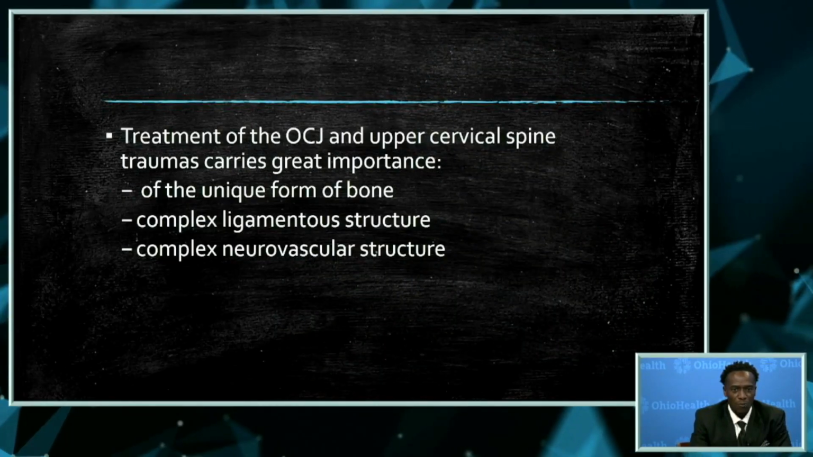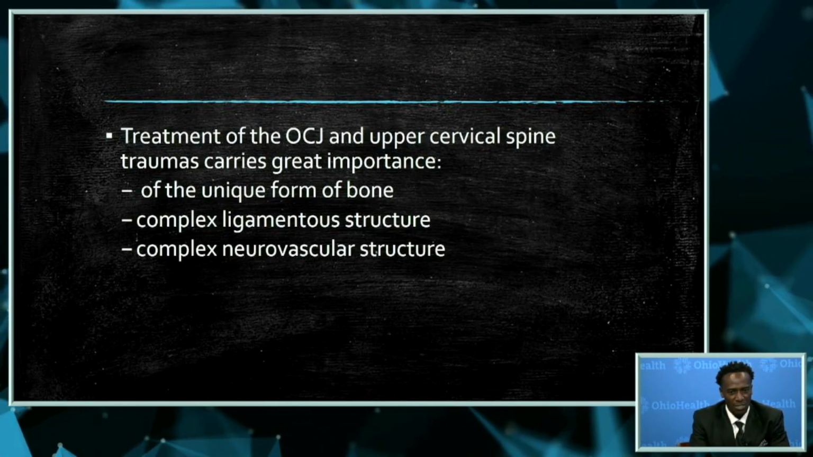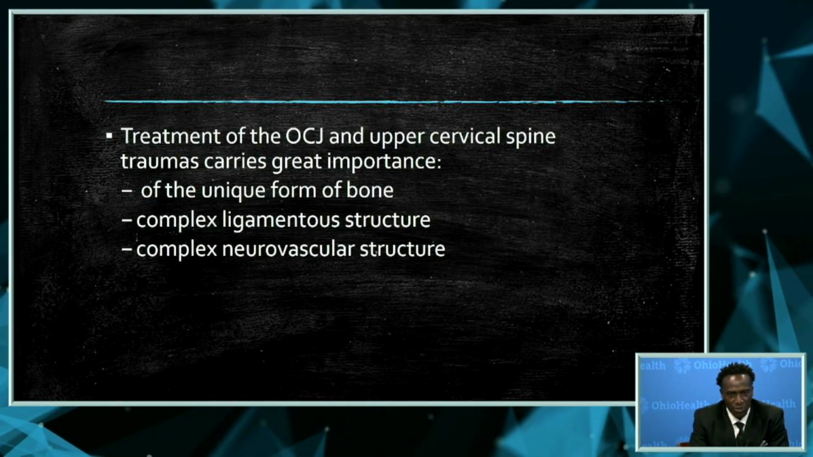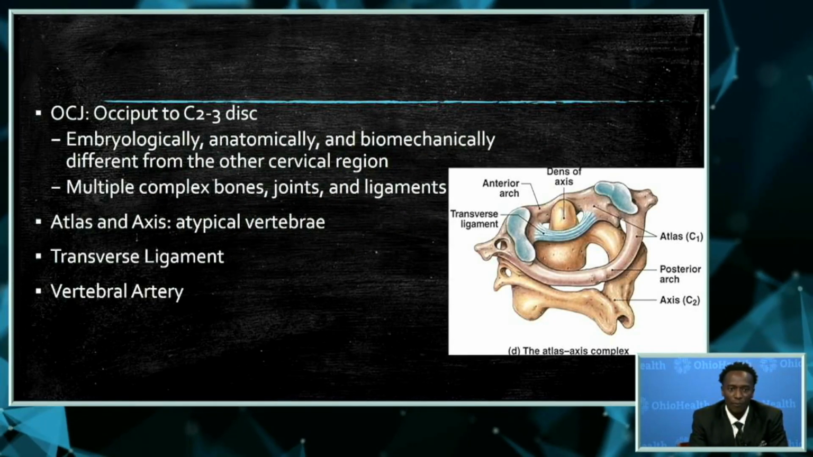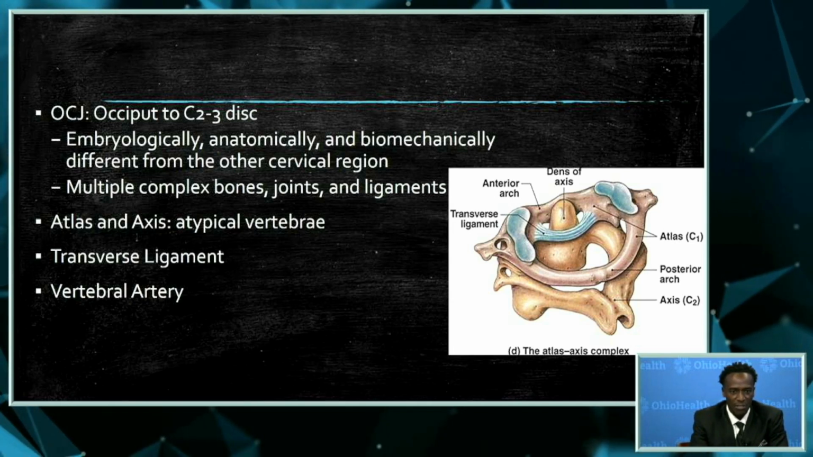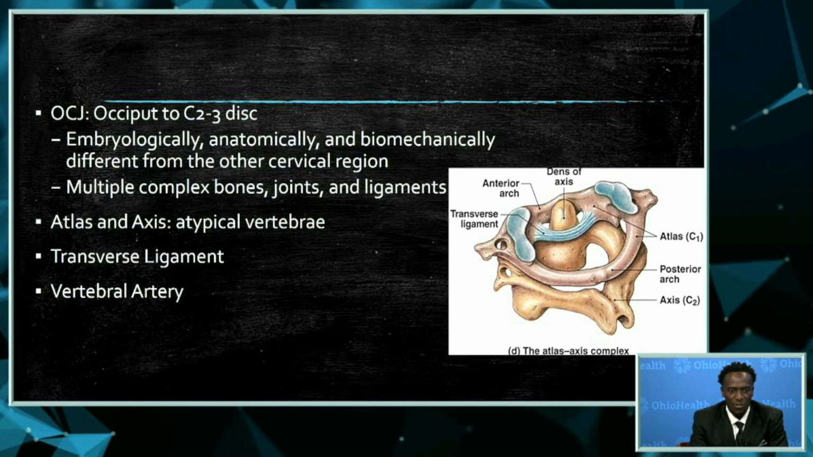Now, the treatment of the occipital cervical junction and upper cervical spine traumas carries great importance. In this area, you have unique form of bones. You have some atypical bones. You have complex ligamentous structures, and also you have complex neurovascular structures. And the occipital cervical junction is from the occiput to the C2-3 disc. The important structure here is that transverse ligament.